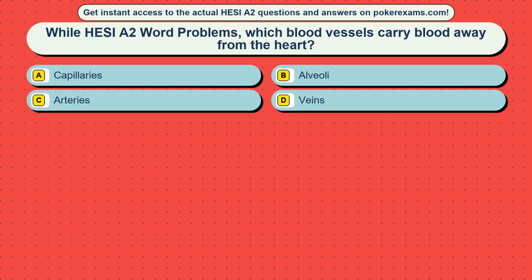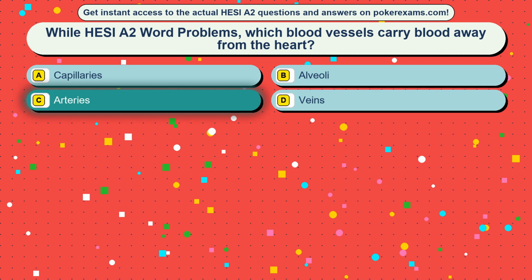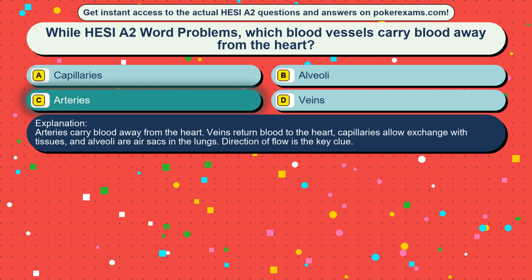Question 27. In HESI A2 problems, which blood vessels carry blood away from the heart? Option A, capillaries. Option B, alveoli. Option C, arteries. Option D, veins. The correct answer is option C, arteries. Arteries carry blood away from the heart.